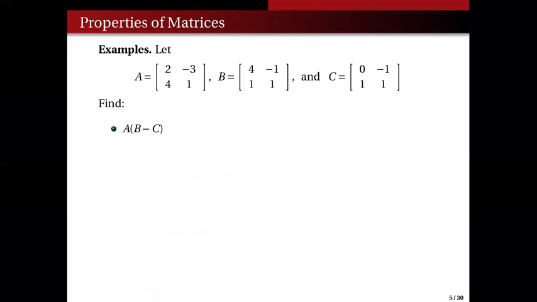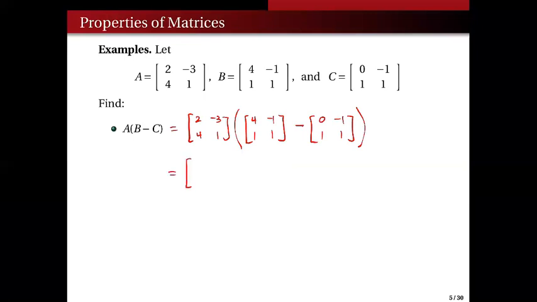Next, here we have A times B minus C. So let's start with B minus C first. Anyway, let's write the matrices here. So A will have 2, negative 3, 4, 1, and then times B minus C. So 4, negative 1, 1, 1, minus 0, negative 1, 1, 1. Okay?